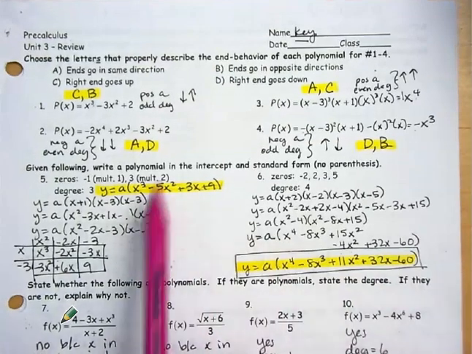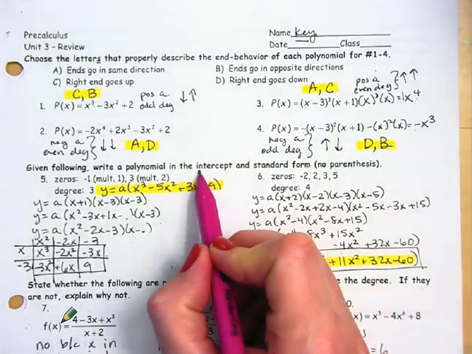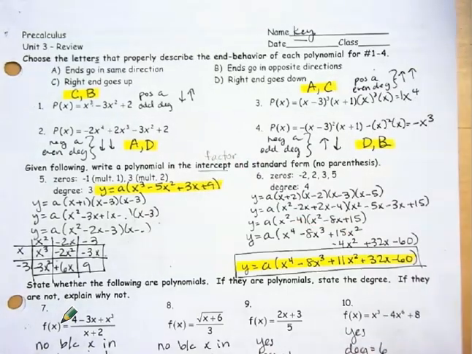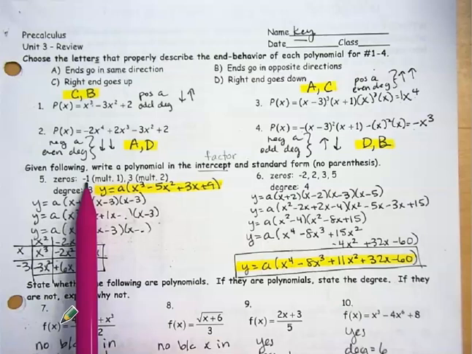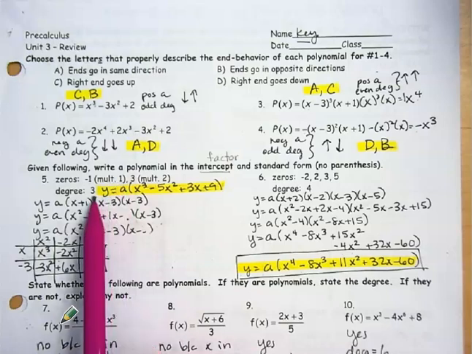In this next section, you're being asked to write a polynomial in intercept and standard form. Intercept is the same as factored form. And so we're given zeros, negative 1. Its factor is x plus 1. It has a multiplicity of 1, which means that factor occurs one time.